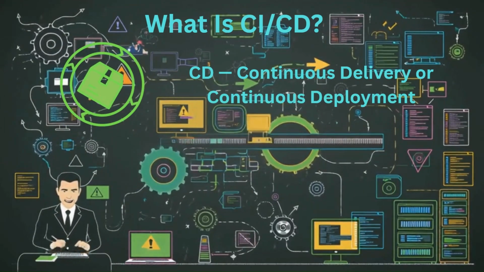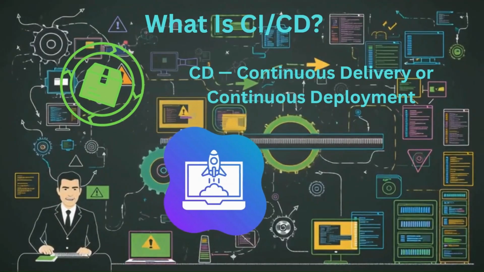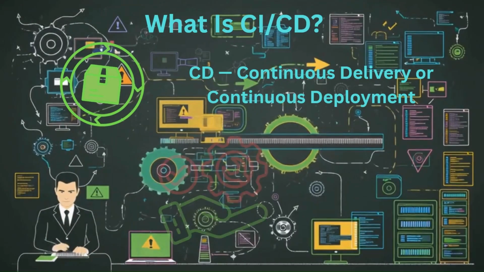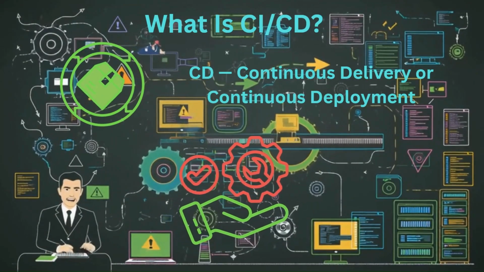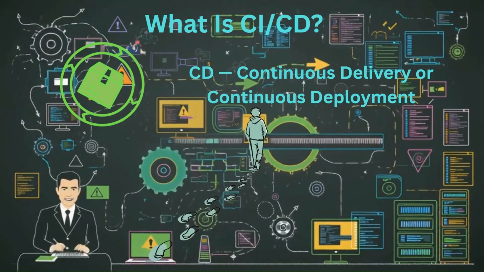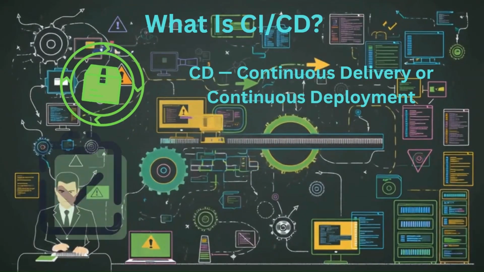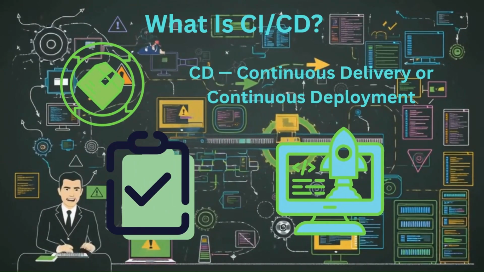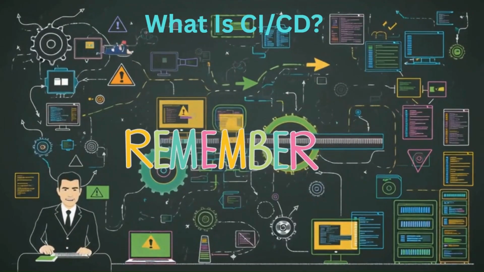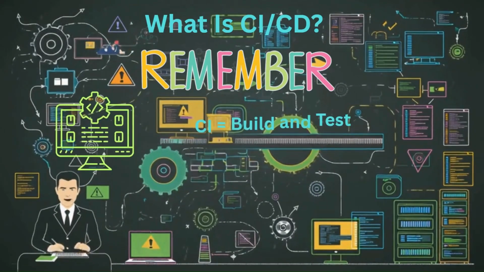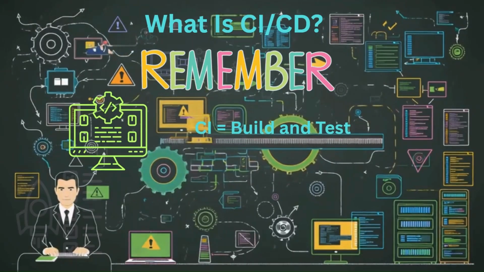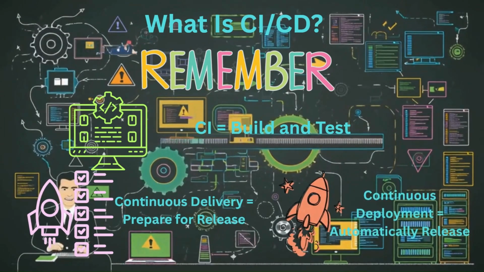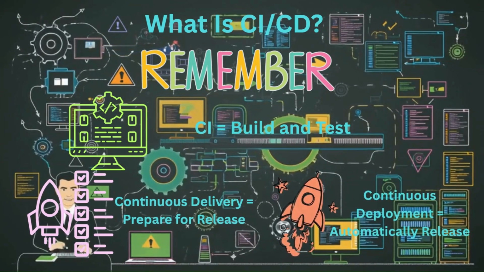Now CD, continuous delivery, means the software is automatically prepared and made ready for release. A human may still approve the production deployment. Continuous deployment goes one step further. When the automated checks pass, the application can be deployed to production automatically. So a simple way to remember it is CI equals build and test. Continuous delivery equals prepare for release. Continuous deployment equals automatically release.